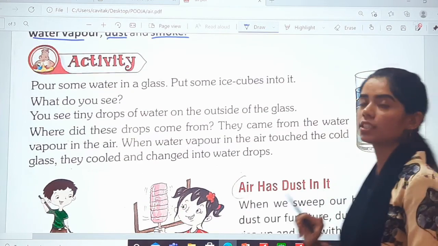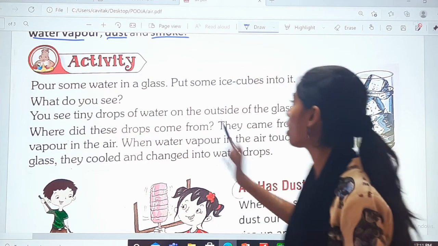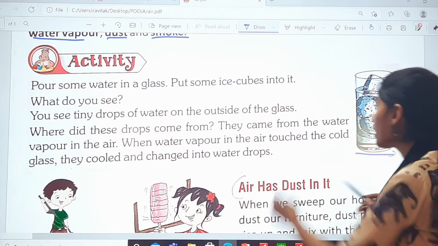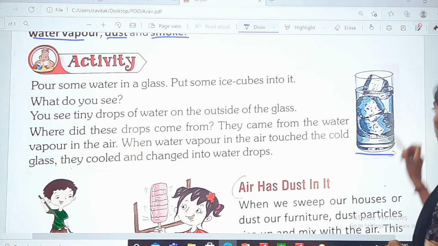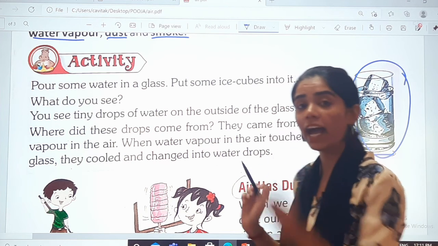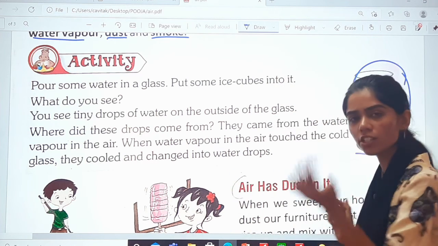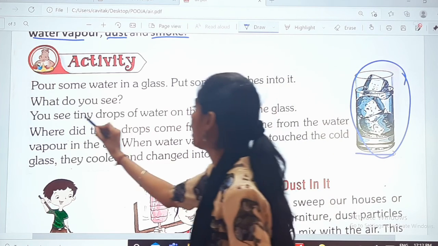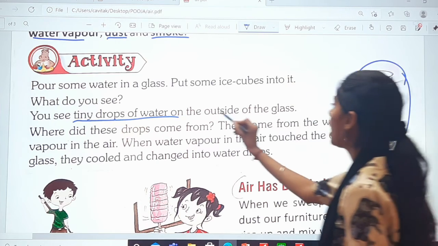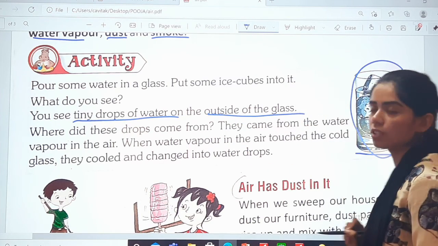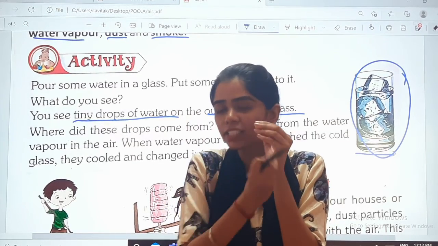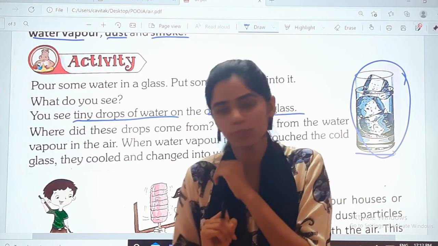Then we had discussed this activity. What was it? We had to pour some water in a glass, then add ice cubes into it. Like this. So what do you see? You see tiny drops of water on the outside of the glass. हमें glass के बाहर क्या दिखेगा? Tiny drops of water. Okay?